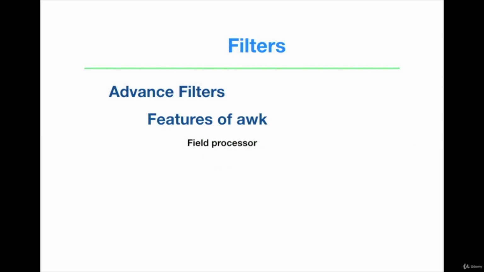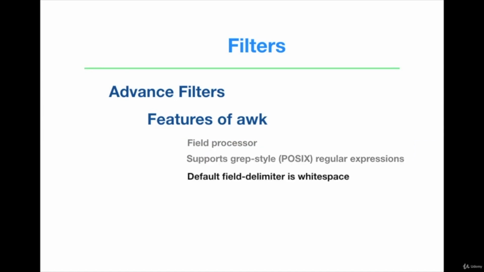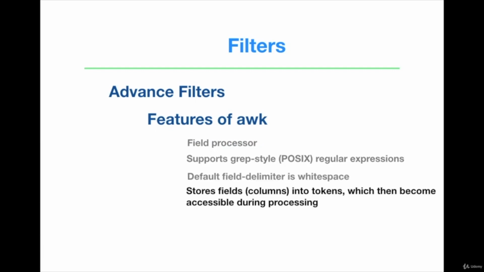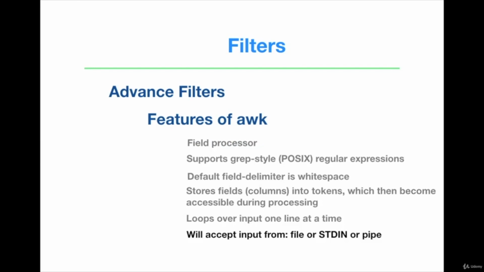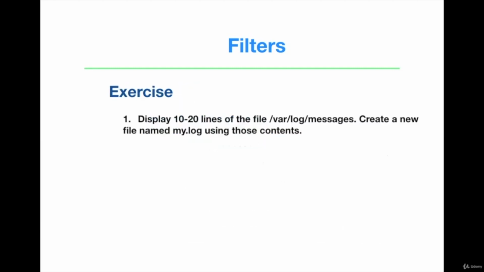What are the features of awk? It is also a field processor. It supports grep style POSIX regular expressions. The default field delimiter is white space. It stores fields or columns into tokens, which then become accessible during processing. It loops over input one line at a time. It will accept input from a file, standard in, or a pipe. Let's see some examples using awk.